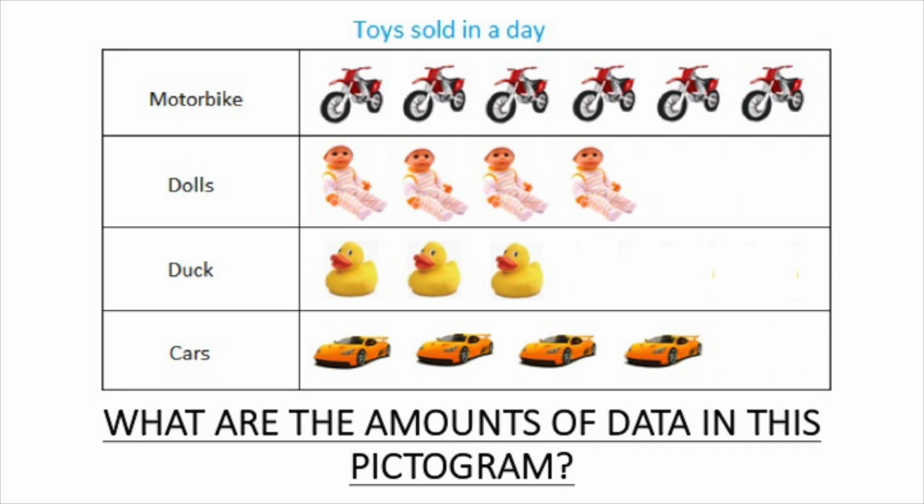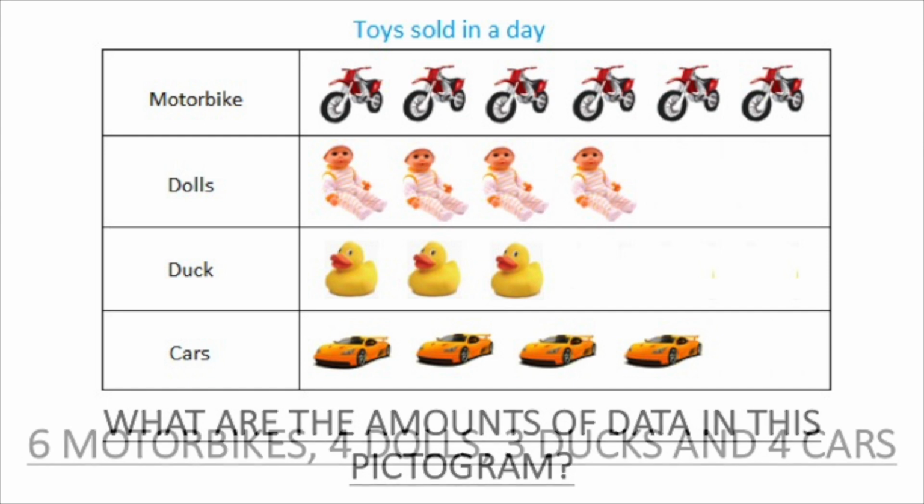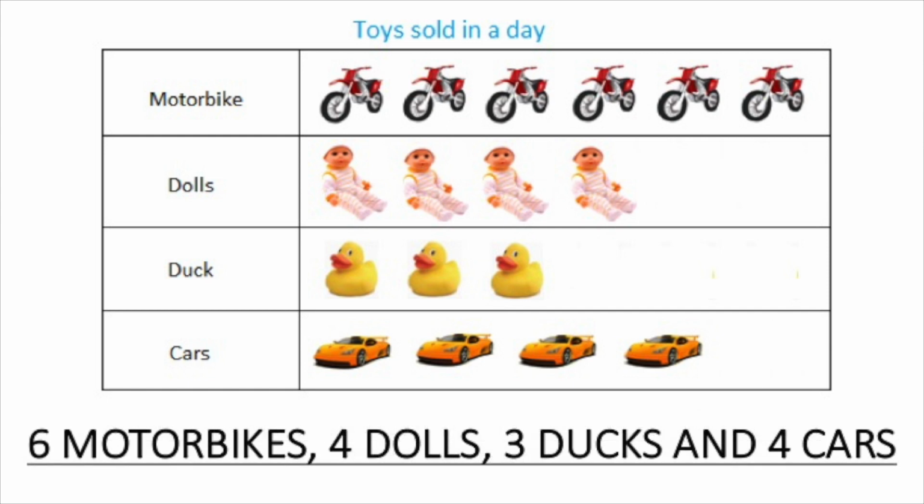How many toys were sold in total? 6 plus 4, 10 plus 3, 13, and then 4 cars, 17 toys. So you see the grand total, 17 toys. 6 motorbikes, 4 dolls, 3 ducks, and 4 cars. 17 toys in total.